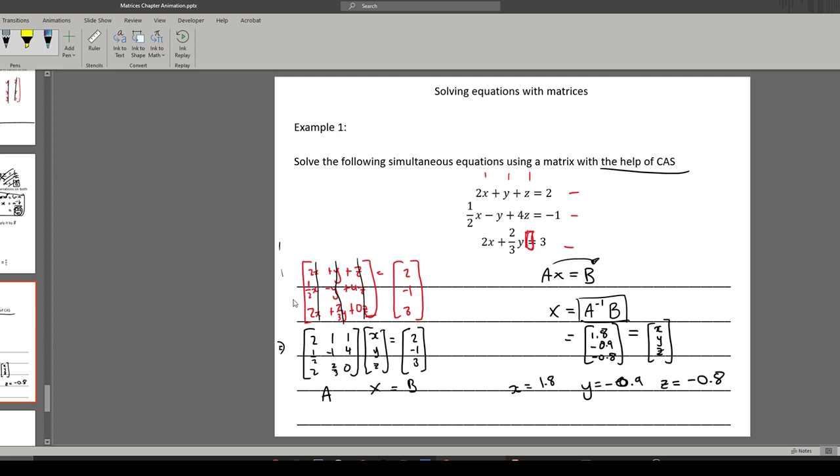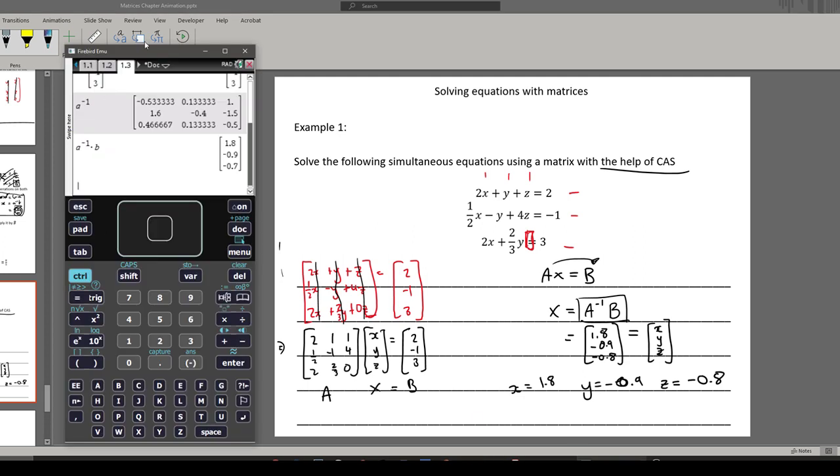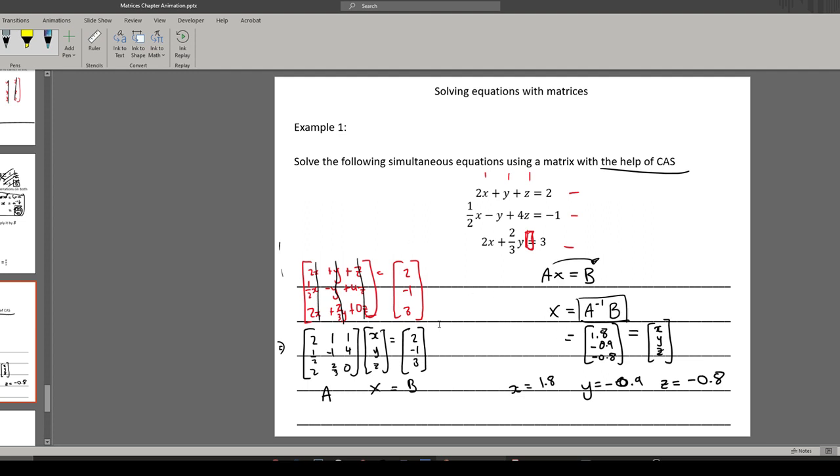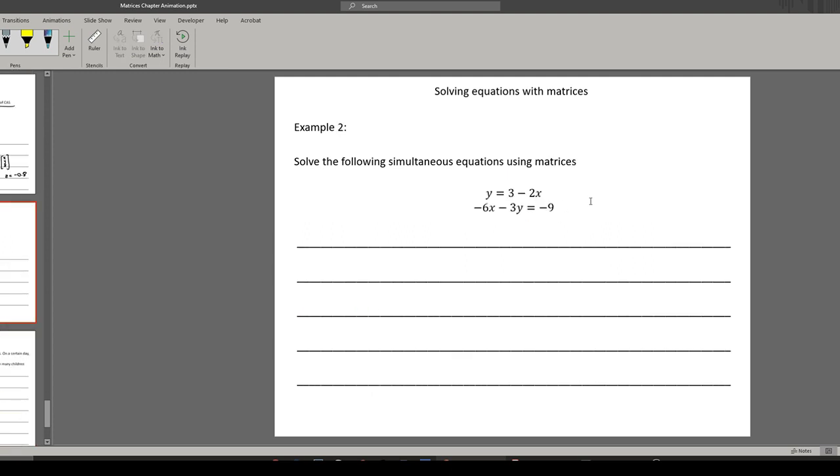Easy. Okay, break down our matrices. Use the CAS to store your matrices, and so you've solved your simultaneous equations. Haven't had to do cancelling, haven't had to do substitution or elimination. Done. That was with CAS, made it nice and easy. Let's try and do one by hand. Okay. Bit easier this one.